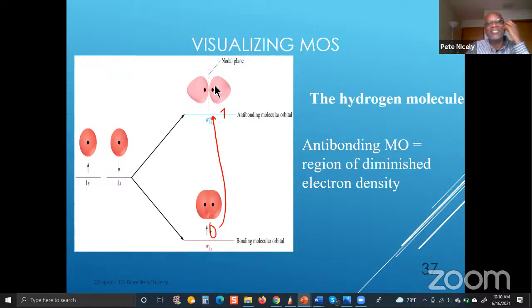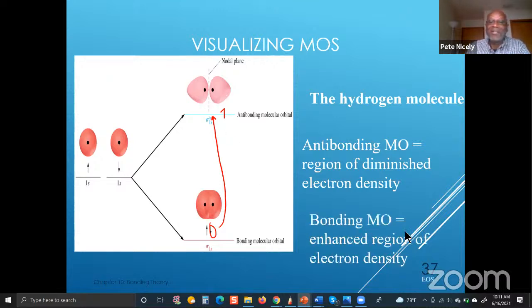So the electron density that one would observe here in the case of the anti-bonding molecular orbital is diminished. And therefore, as a result, the nuclei of the two atoms will be more exposed to each other, and therefore there will be a repulsive force. And therefore, the energy of this orbital here is higher because this represents an unstable state, all right?